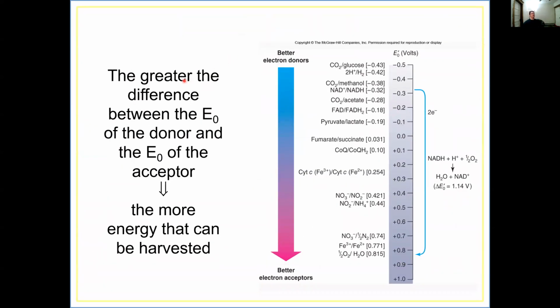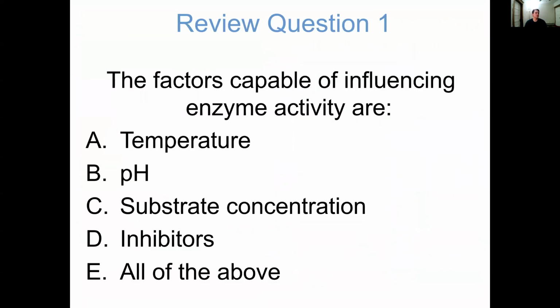So here, then, this is our final slide for today. We have the difference between the electronegativity or the electron affinity of the donor and the acceptor. The greater that difference is, the more energy that can be harvested. So your most energy-rich reactions will take place far apart on this diagram, where you have a very, very good electron donor that's being paired with a very, very good electron acceptor. You'll have more energy being released, so it'll be more beneficial for the microbe to utilize that type of reaction if it's available.